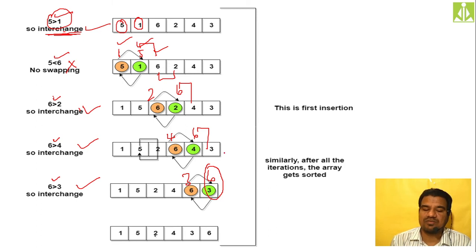After each iteration, what will happen? The greatest element will be automatically bubbled to the end of the list. As you can see, before we started this bubble sort, we had the greatest element somewhere in the middle, but after the first iteration, the greatest element, which is 6, automatically bubbled to the last location.